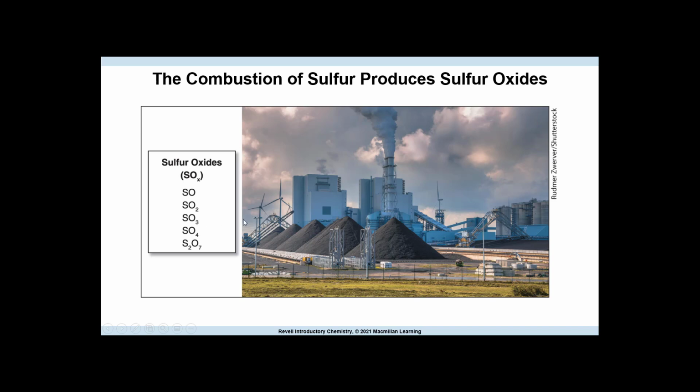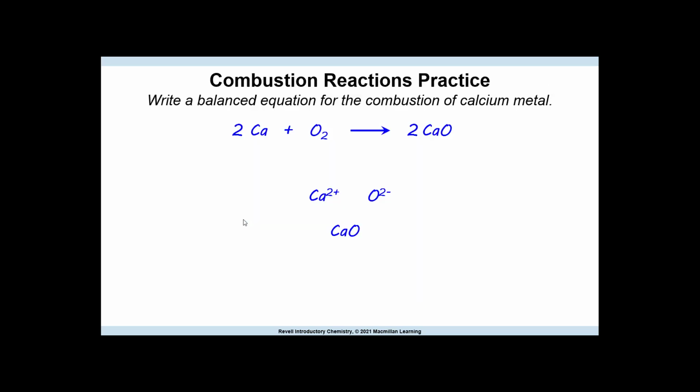These compounds, commonly referred to as sulfur oxides, are toxic gases and contribute to environmental issues such as acid rain. Because coal contains a small amount of sulfur in addition to hydrocarbon compounds, the combustion of coal leads to the release of sulfur dioxide into the atmosphere. Okay, so let's take a look at some examples here.